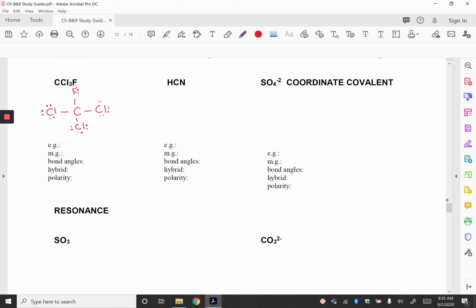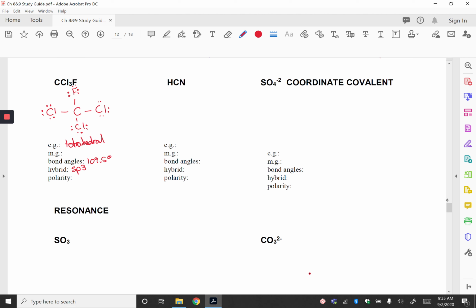Make sure that you are drawing your lone pairs. I know it's kind of annoying, but if you don't draw your lone pairs, then it will be marked incorrect, whether on the AP exam or on my test. So you look, there are 4 areas of electrons, so the electron geometry is tetrahedral. The bond angles are 109.5, and the hybrid is sp3, again, all because there are 4 areas of electrons.